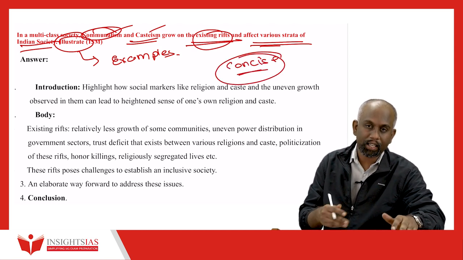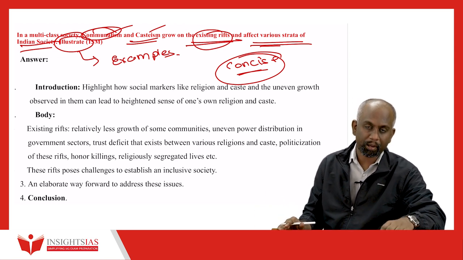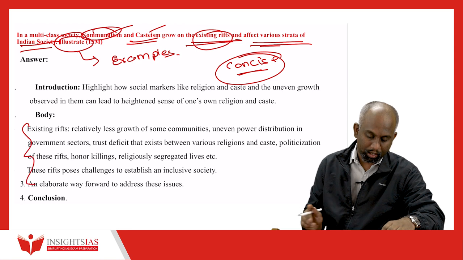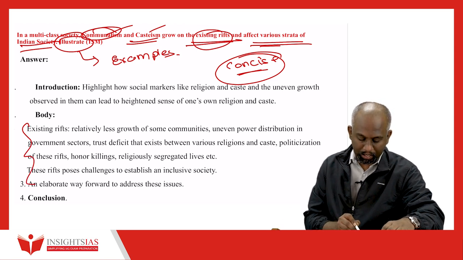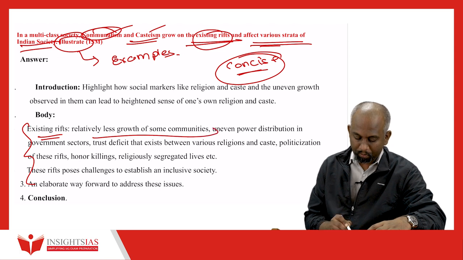Since I'm explaining here, I tend to go verbose, right? Anyways, coming back, how will you write the body of the answer? What are the existing rifts that we've got? Relatively less growth of some communities.